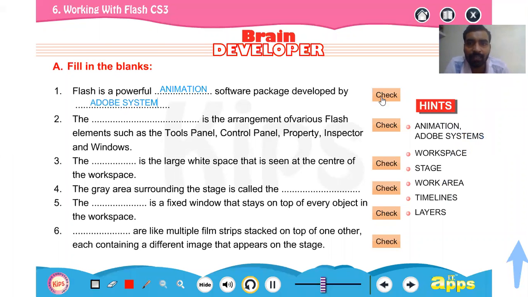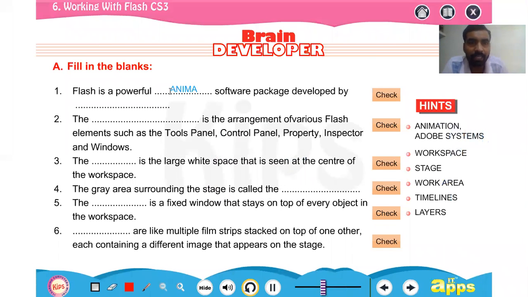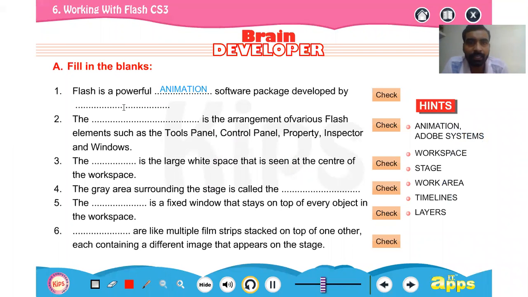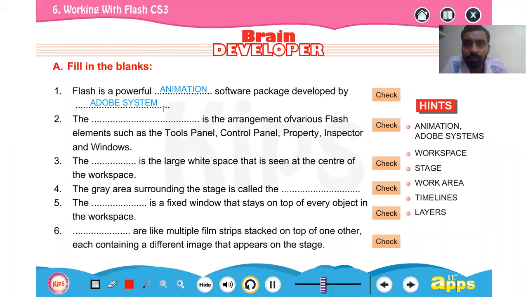Check the answer. Oh, sorry, something is wrong. Let us check again. Animation and then Adobe System. I think the spelling is correct. Adobe Systems, yes. Now it is correct.